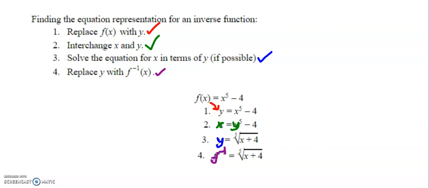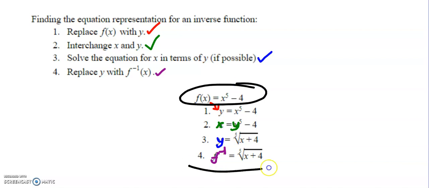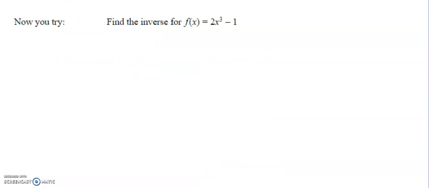And so what we have just found is that the inverse of x to the 5th minus 4 is the 5th root of x plus 4. Think about how that plays out, right? We have a subtract 4, and in our inverse we have a plus 4. In our original function, we have raising to the 5th power. In our inverse function, we have taking the 5th root. Pause the video and try for yourself finding the inverse of this f of x, 2x cubed minus 1. Go ahead and pause. Try for yourself.